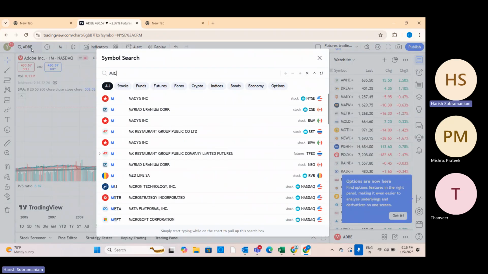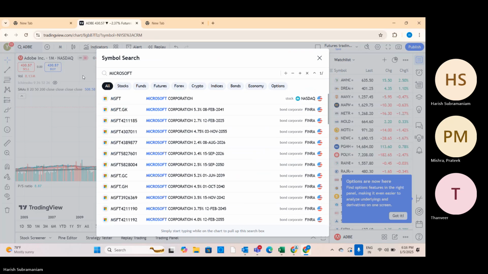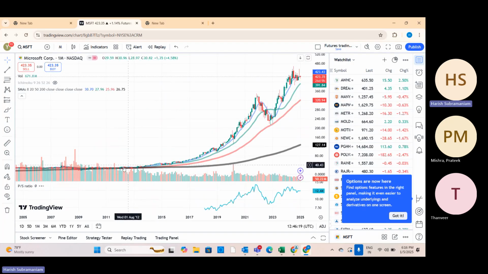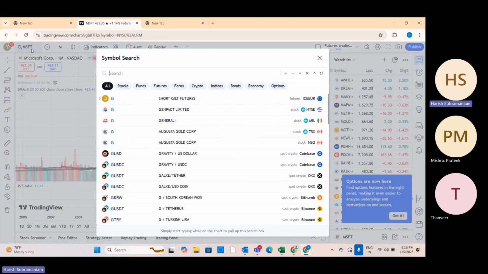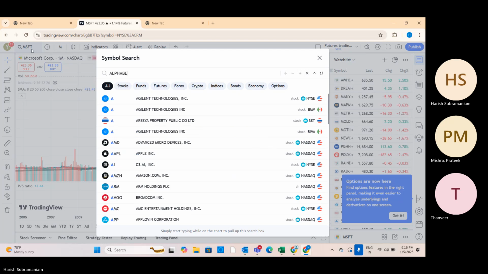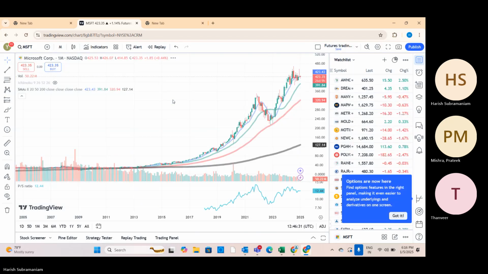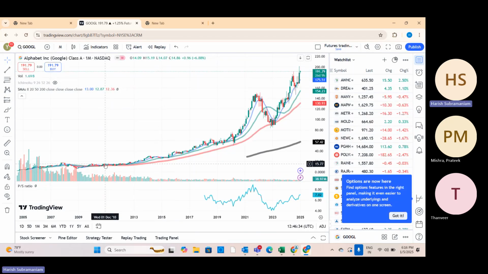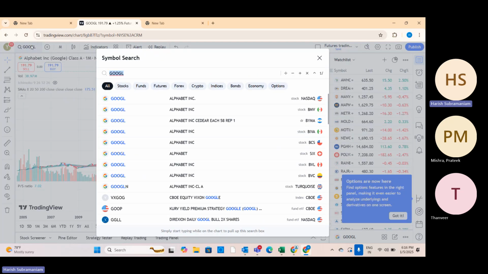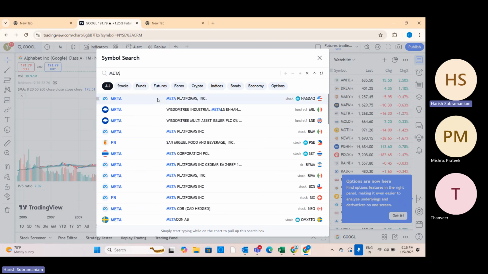Let's look at Microsoft. Again, Microsoft has given a very good return between, say, this last decade, 2010 to 2020, roughly. We look at Google. Google again has given extremely good returns in this last 10-year period. So if we look at a lot of the tech stocks, a lot of good tech stocks, let's look at Facebook.